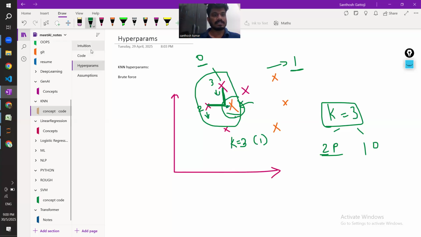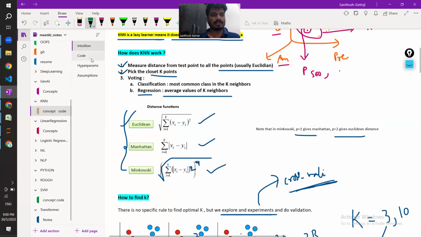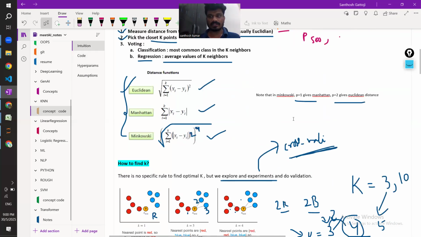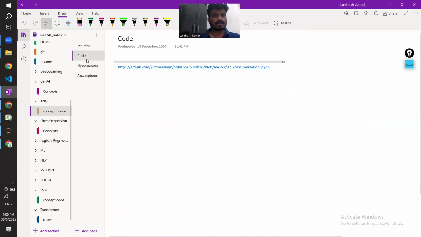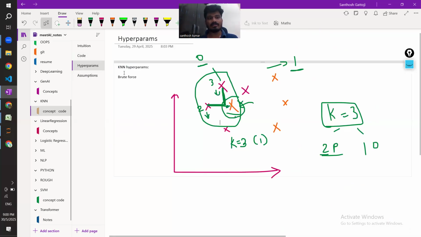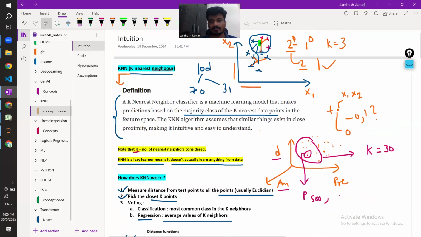As I said, we are good with the theory part, and we'll see if there are any points I missed in covering the theory. If there are, we'll cover them next session, or else we'll see one code example and discuss hyperparameters. And with that, I think we should be good with KNN.